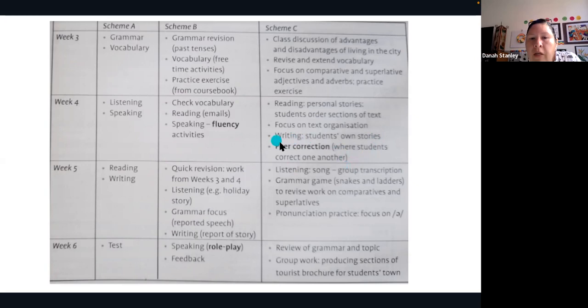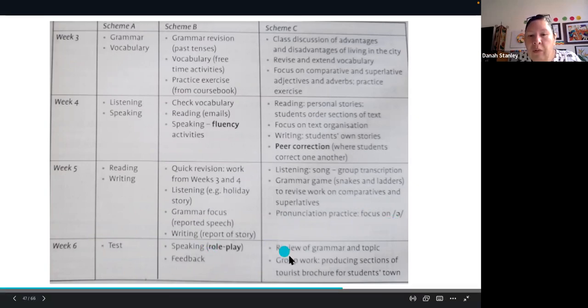Luego, fíjense, here we have a writing and it's not mentioned here. Luego, listening, song, group, transcription. O sea, they listen and they write what they hear. That is a good exercise too for listening. Grammar game, snakes and ladders to revise work on comparatives and superlatives. And pronunciation practice. Luego, in the test, review of grammar and topic. Group work producing sections of a tourist brochure for a student's town.